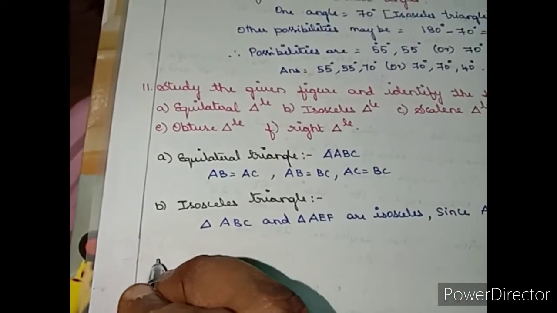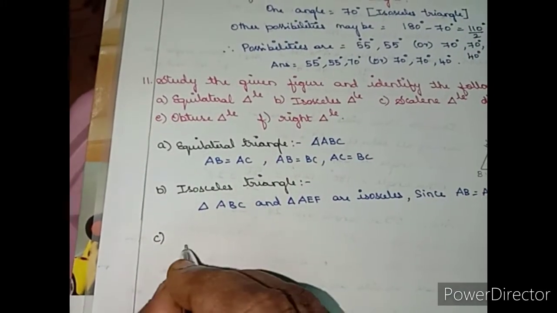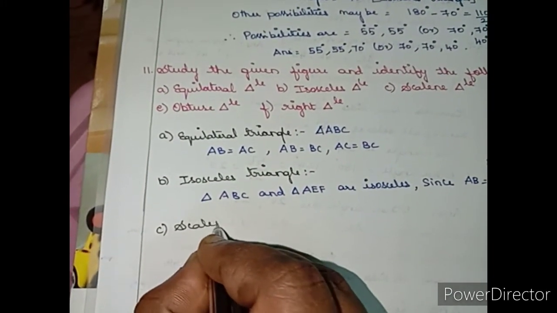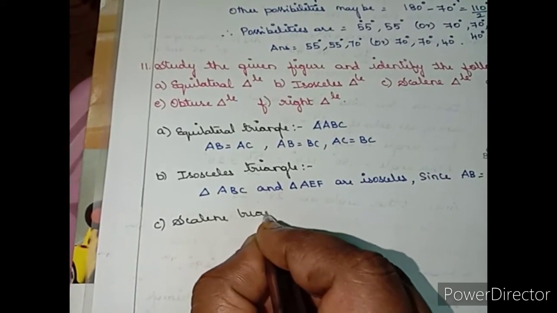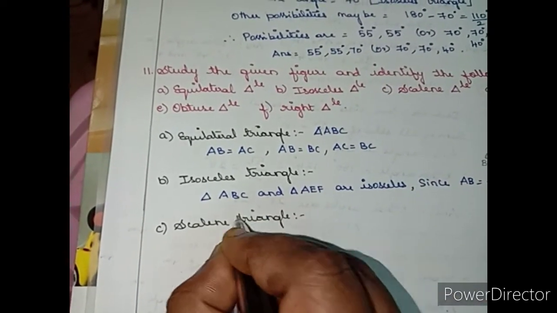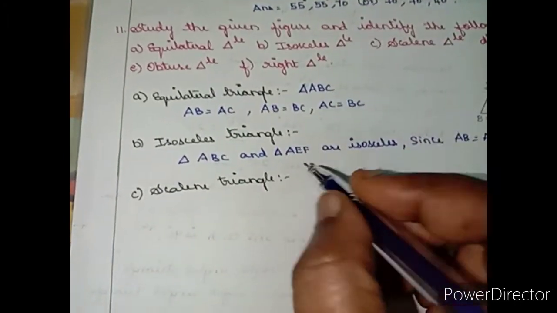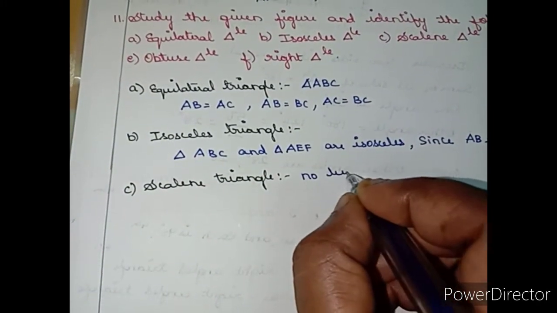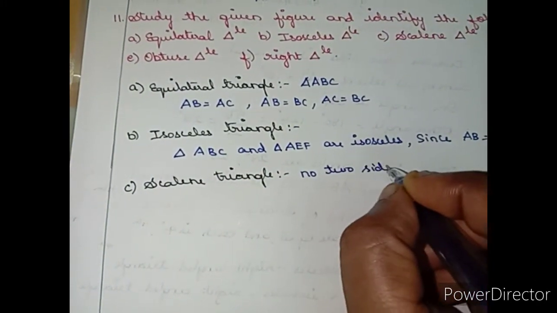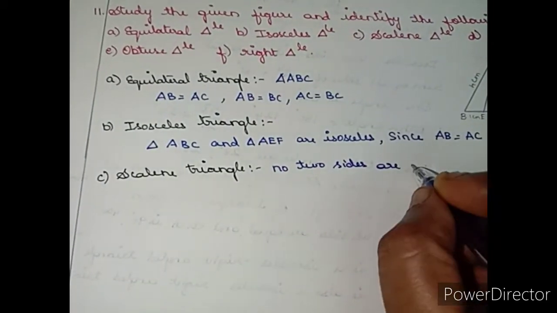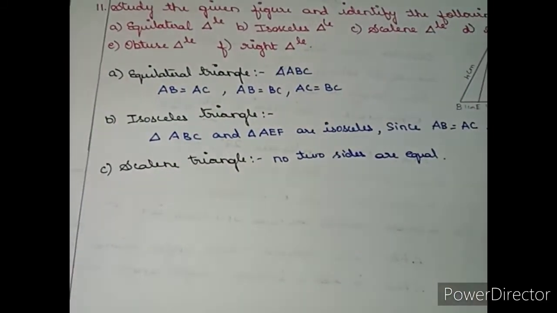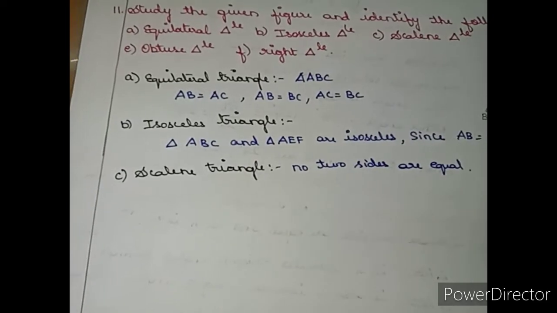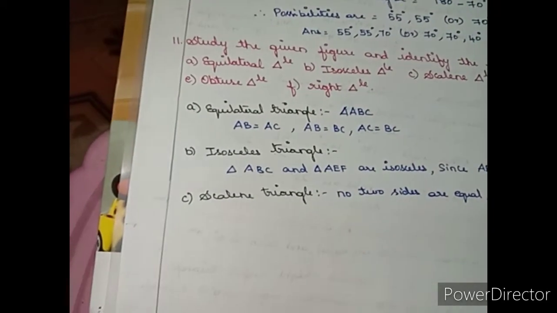Okay. So, next subdivision is scalene. So, we know in a scalene triangle, no two sides are equal. That is, all three sides will be different, right? No two sides are equal. So, we can form so many triangles here.